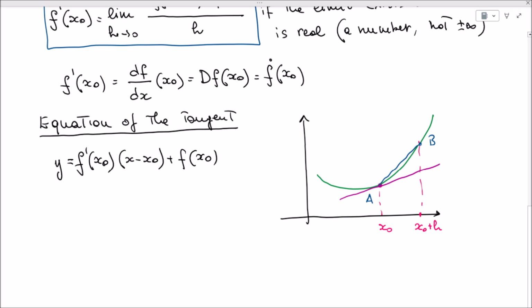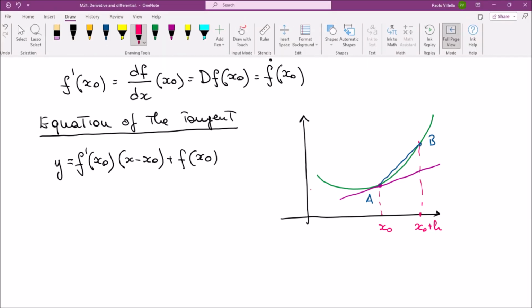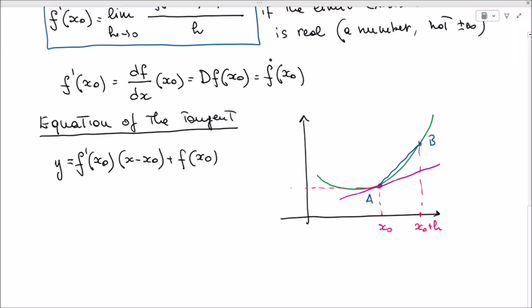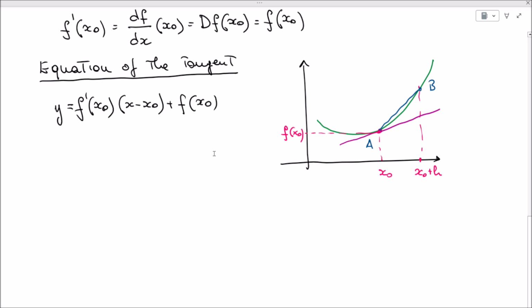In fact, remember that this is f of x naught, exactly the value of the function at x equal to x naught, and starting from that point, if we move along the tangent, we will follow a line x minus x naught with the slope f prime of x naught. Okay, so now that we have this definition in place, we can define the differential.